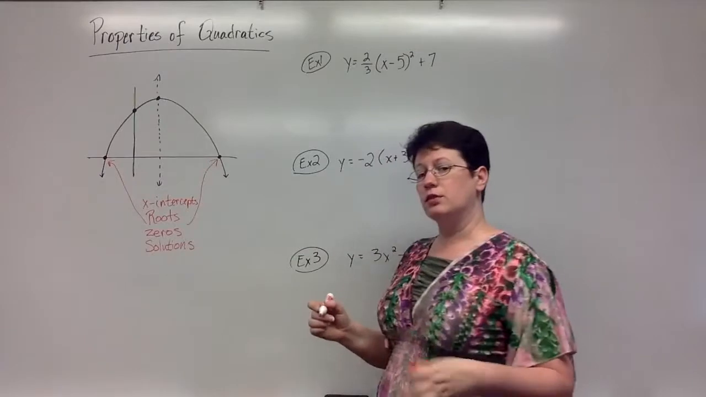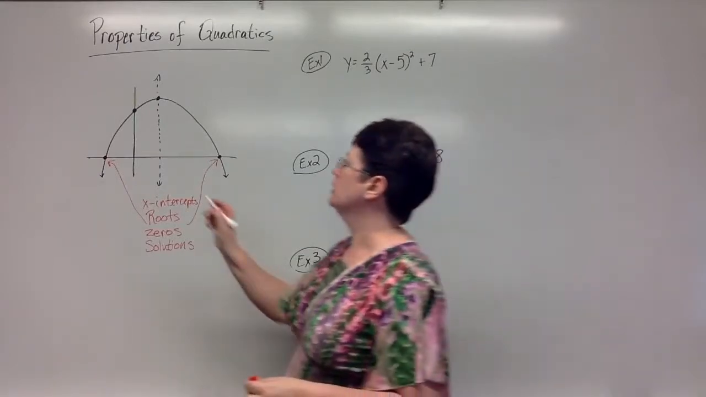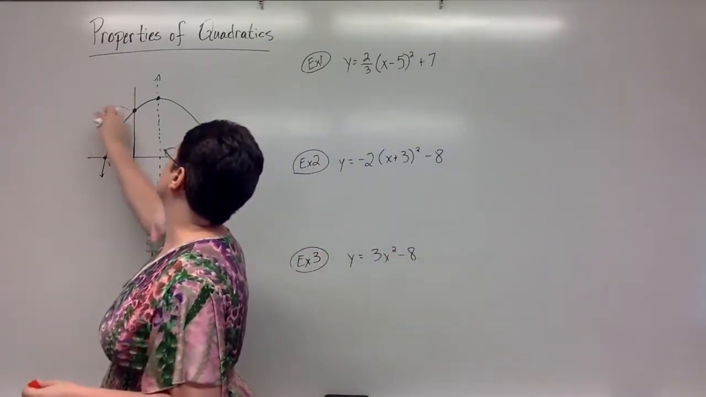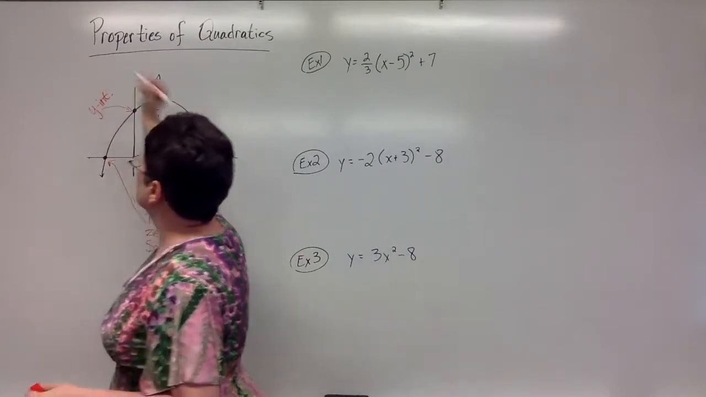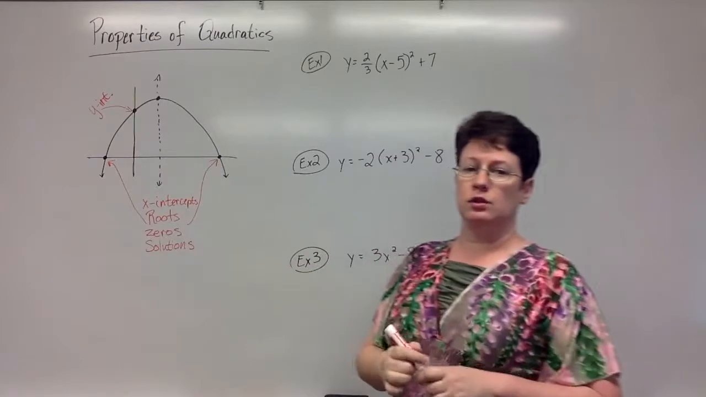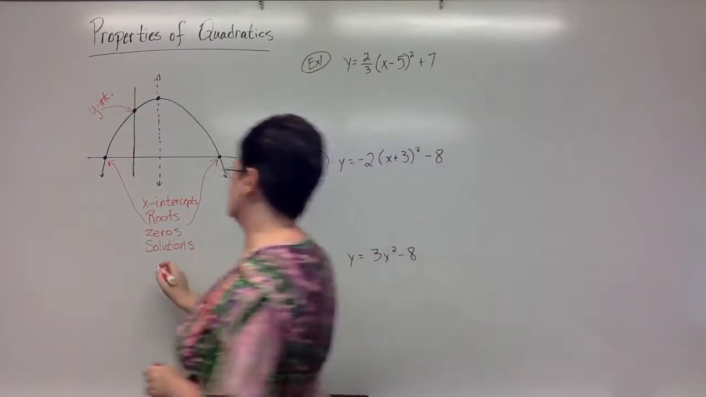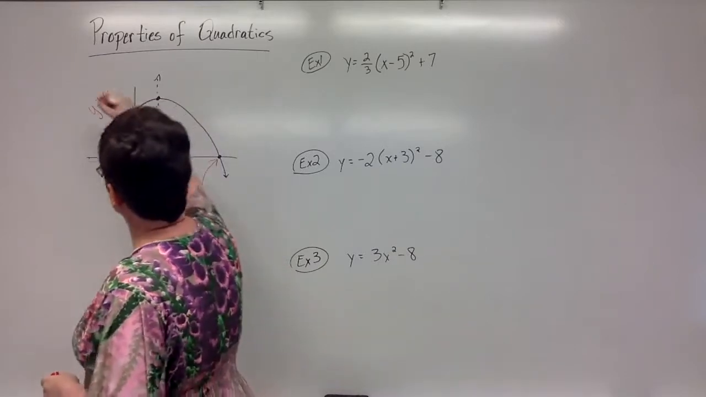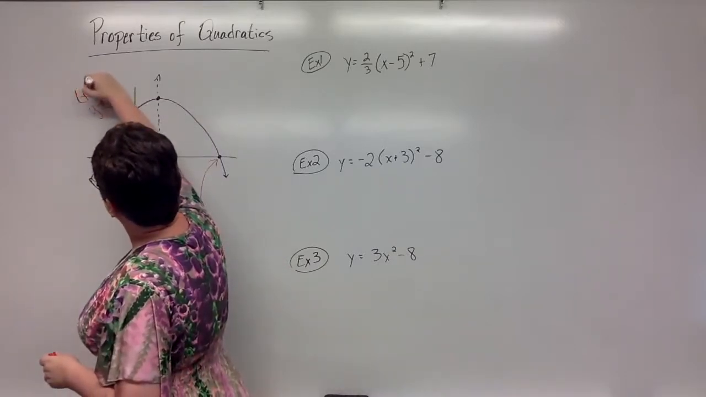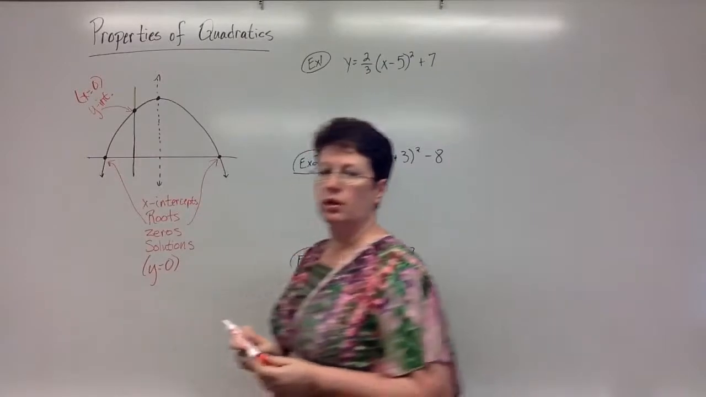The next piece of information we can get from our graph is our y-intercept. This is the place where the x value is 0. For our x-intercepts, y equals 0. So we'll just put a little note in here. X equals 0, y equals 0.